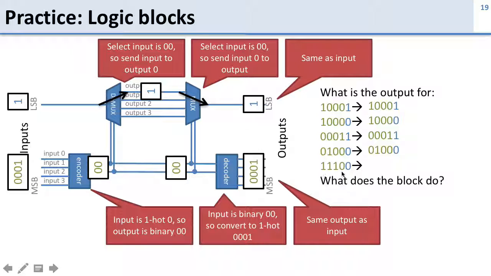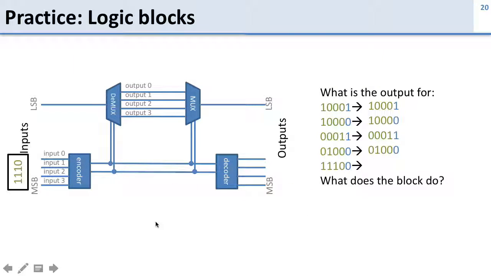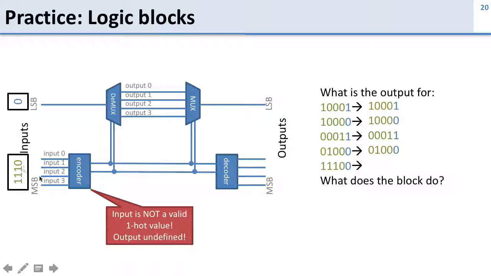Now, the question is, what happens with this input? So for the last input here, let's take a look at what happens. So we've got 1110 here, but this is not a valid 1 hot value. So what is the encoder going to do as the output here? Well, we have no idea. It's going to generate something, but we don't know what that is.